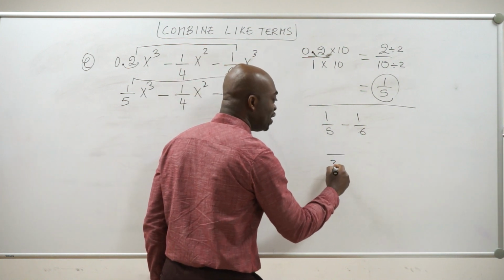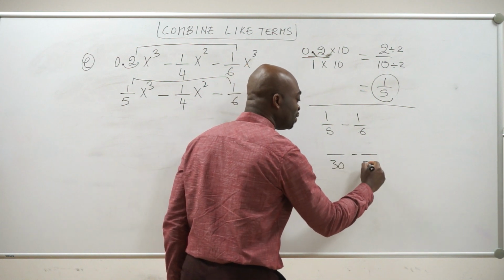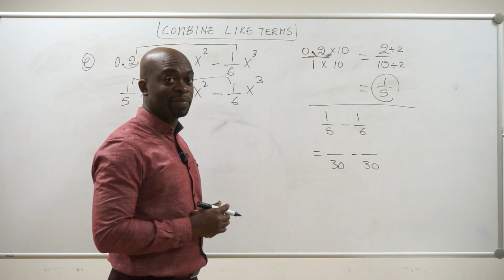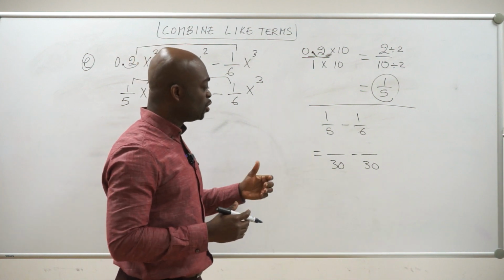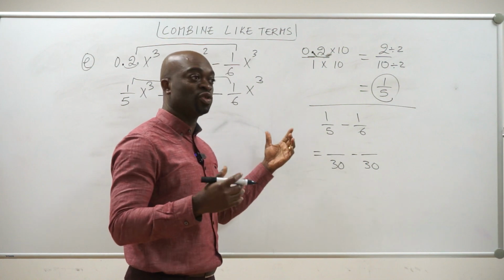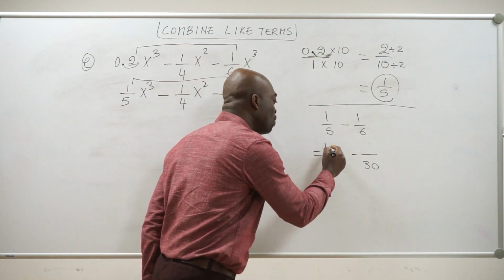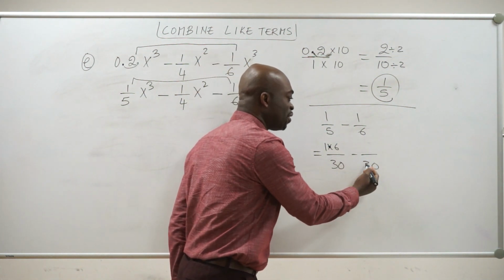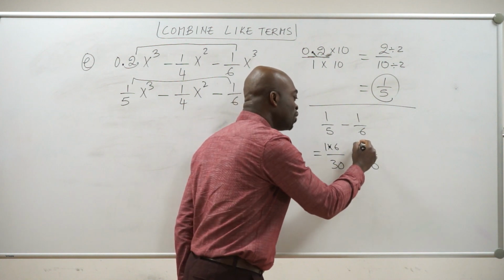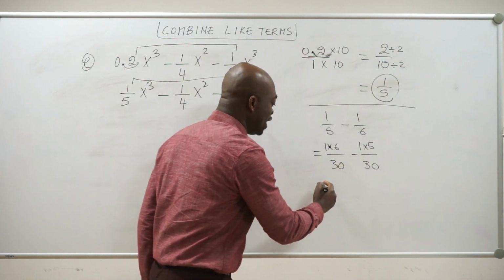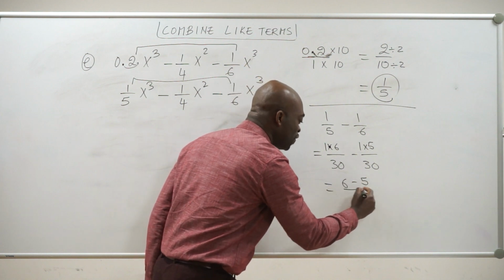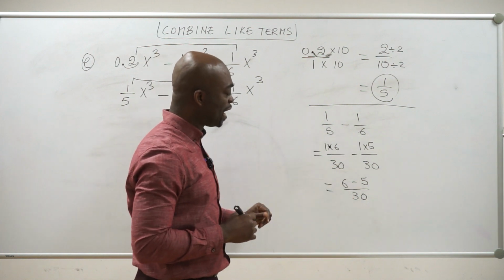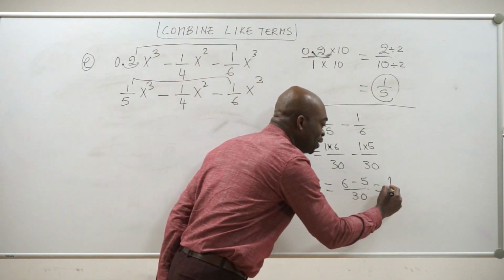So we have 30 underneath, then 30 underneath. And then once we have 30 and 30, we have to make adjustments like how we did in previous problems by doing what? So it's 30 divided by 5, which is what? 6. So we have to multiply 1 by 6. And for the second fraction, 30 divided by 6 is what? Is 5. So we have 1 times 5. So you end up with 6 minus 5 over 30. Okay? 1 times 6 is 6. 1 times 5 is 5. And then finally, you get 1 over 30.